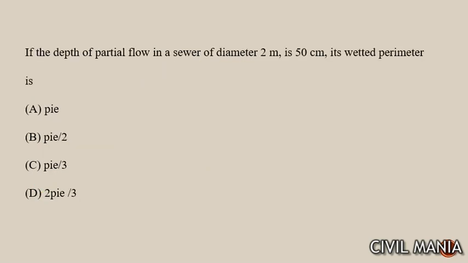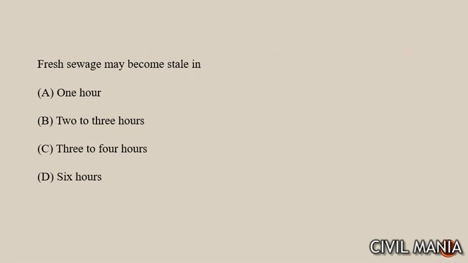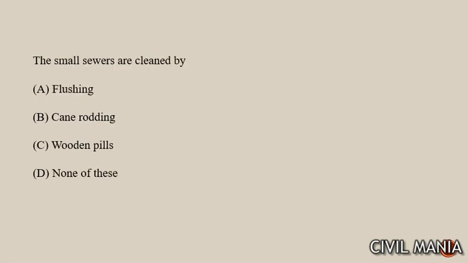Next question is, if the depth of partial flow in a sewer of diameter 2 meter is 50 centimeter, its wetted perimeter will be, how much will be the wetted perimeter? Its wetted perimeter will be 2 pi by 3. Next is, fresh sewage may become stale in 3 to 4 hours. Next question is, the small sewers are cleaned by flushing.